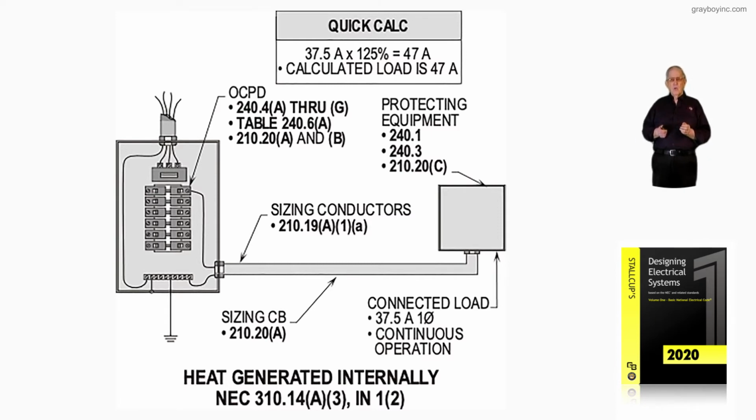Now notice in the quick calc above, we have 37.5 connected load times 125% for continuous operation, continuous duty, we come up with 47 amps. The calculated load now is 47 amps.